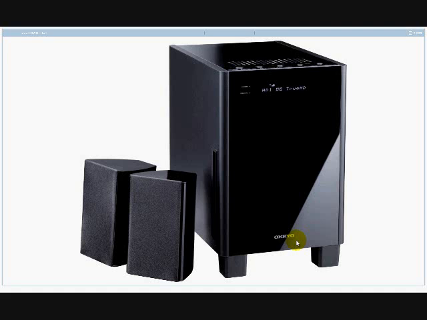All right, we're going to take a look at the HTX-22HDX from Onkyo. It's a 2.1 surround sound system, and we're going to explore some of the connections on the back of this powered subwoofer, and hopefully this information is going to help you decide if this product is right for your situation.